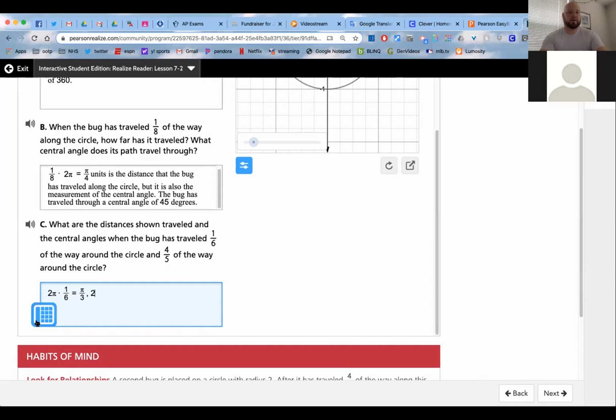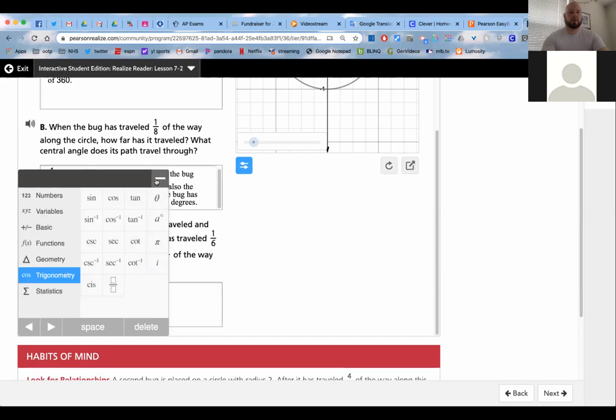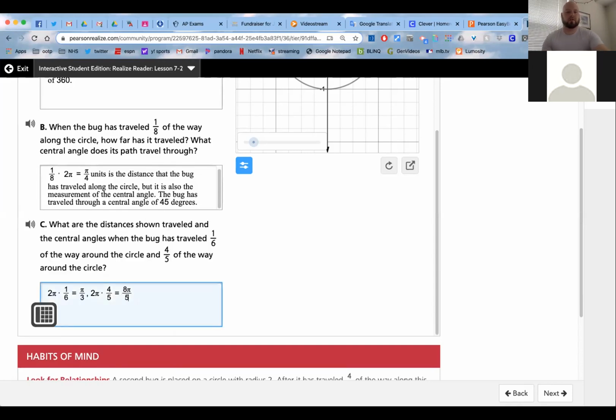And for the second one, I'm going to come back over here, put a comma. We're going to do 2 pi. This time we're going to multiply by 4/5. And 2 times 4 is 8 over 5. 8 over 5 doesn't reduce, so our answer is just going to be 8 pi over 5. So those are the 2 answers for part C.